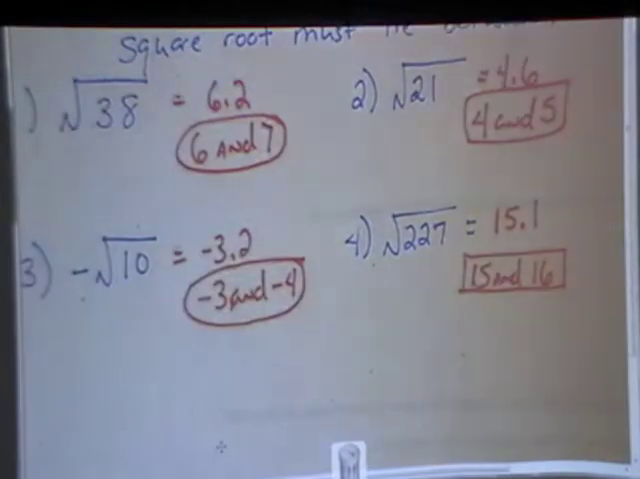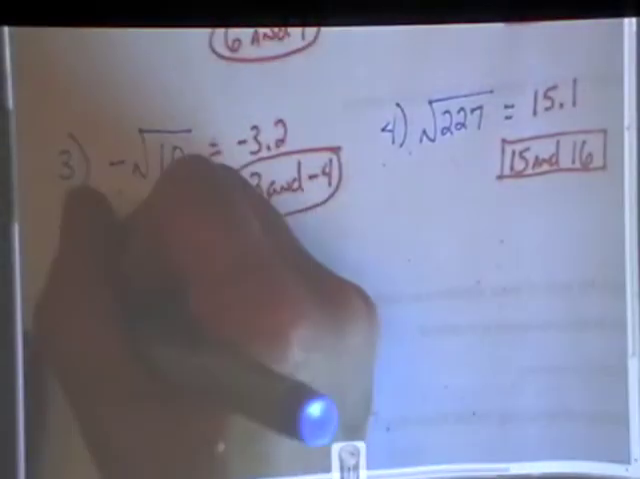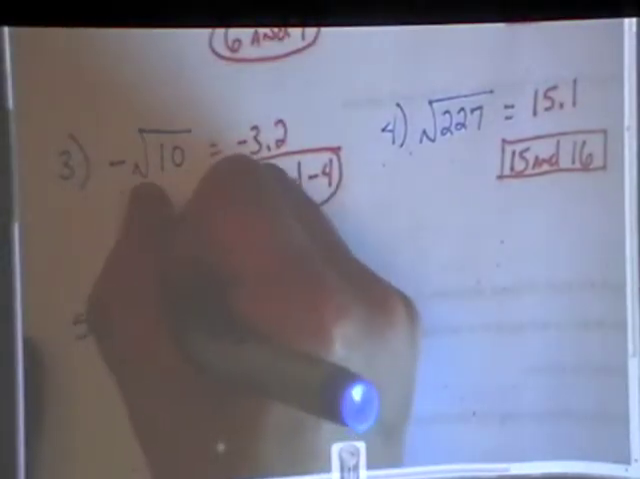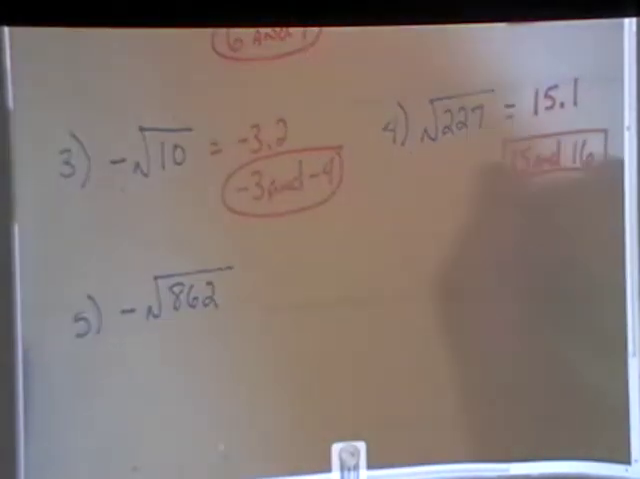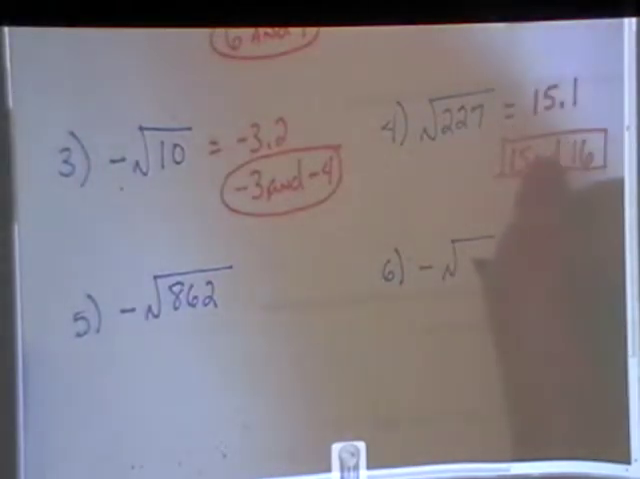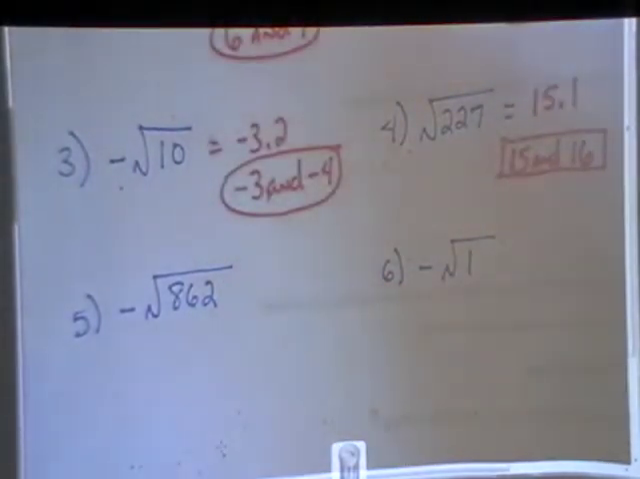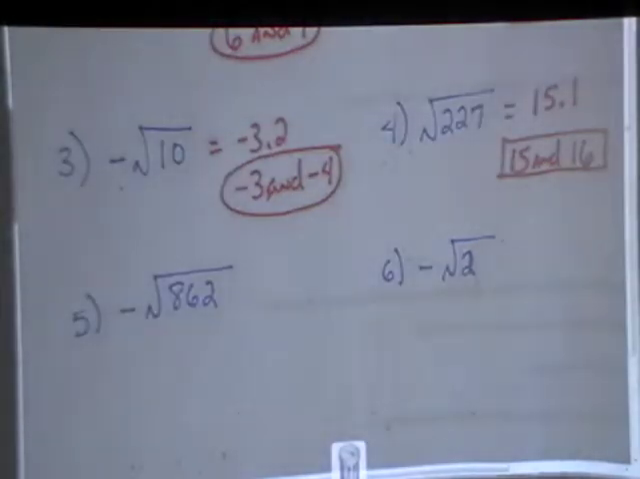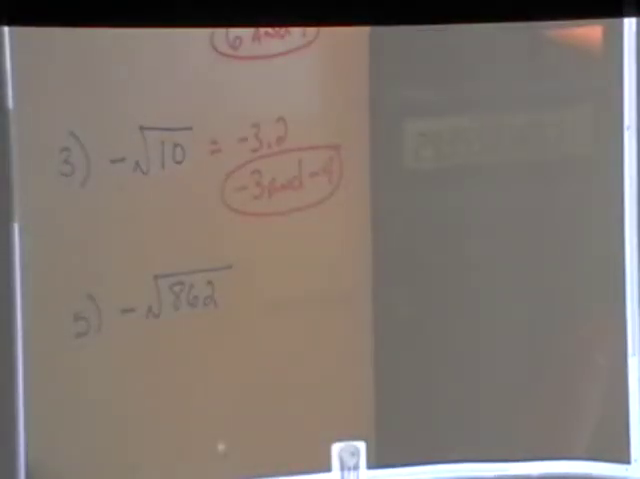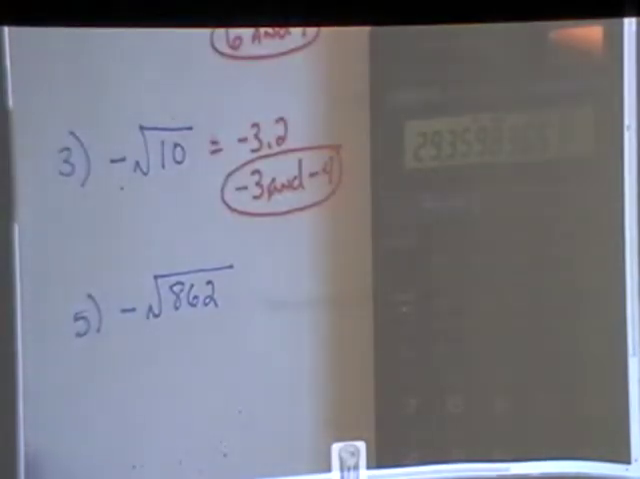Alright, we're going to try two more. Let's take the negative square root of 862, and then I'm going to take the negative square root of 2. 1's a perfect square, so there we go. Alright, so type in 862, take your square root, and I got negative 29.4.